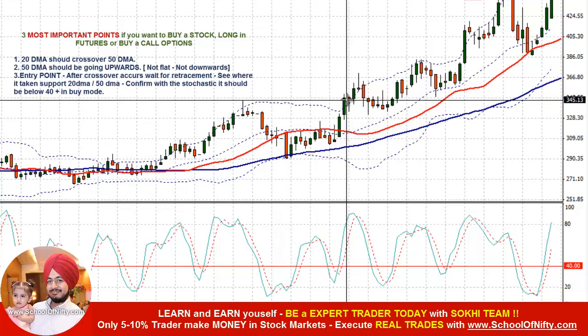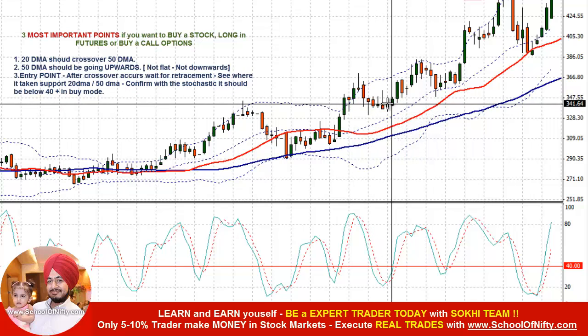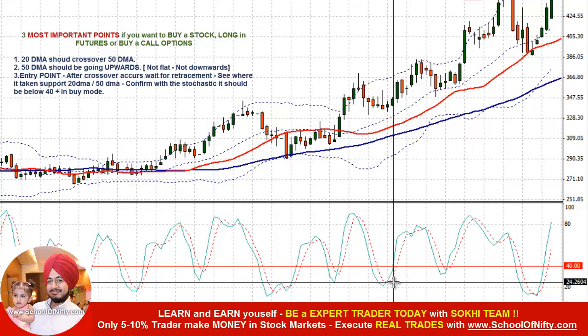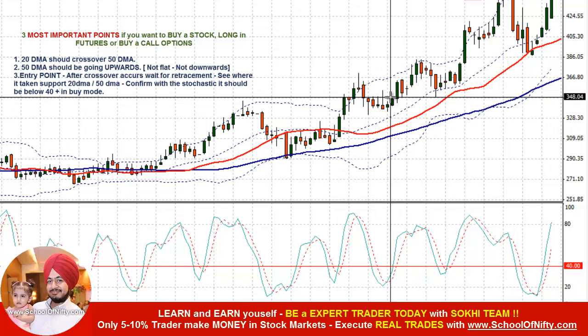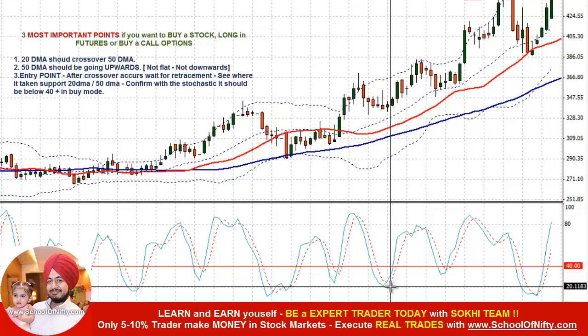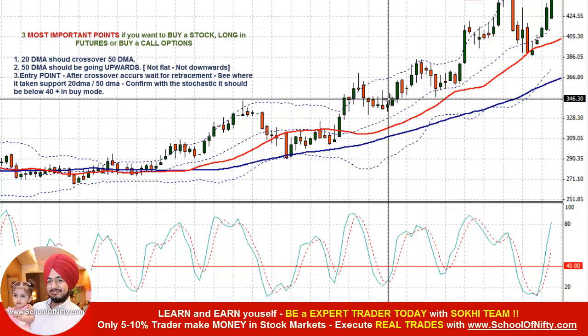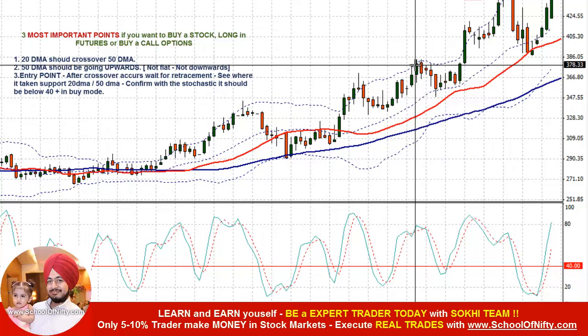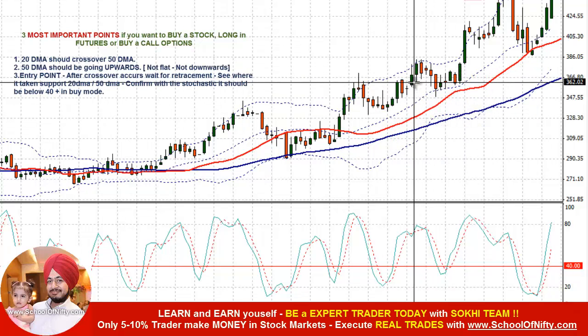Now again we see it had retraced over here, which is well over the 20 days moving average. But if I look over here, the stochastic is below 40 levels and is in buy mode. So this is the area where I can re-enter the stock again, purely based on the stochastic buy mode, and it has taken buy mode. So if I buy over here again, from 330 levels to 380 levels, amazing buy.